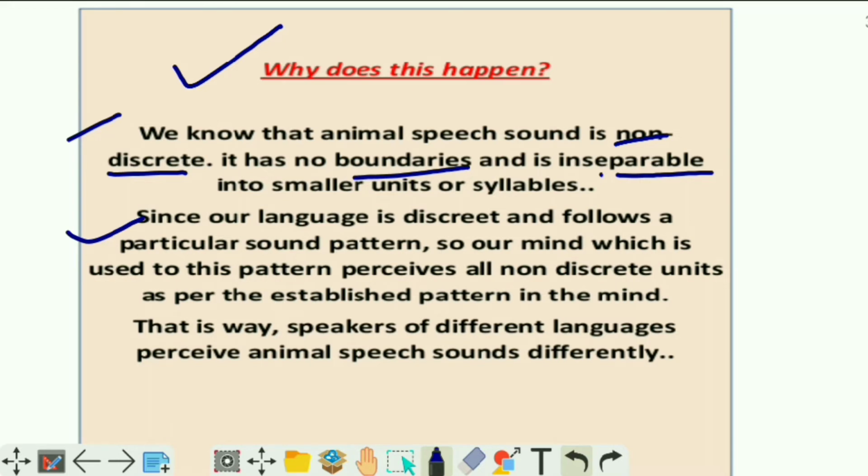Since our language is discrete and follows a particular sound pattern, meaning each language has its own sound pattern, that is phonology, our mind, which is used to this sound pattern, perceives all non-discrete units as per the established pattern in the mind, the pattern of our own language. It means we perceive animal communication as per the sound pattern of our own language. We roughly correlate them with the sound pattern of our own language. That's why speakers of different languages perceive animal speech sounds differently. This is because of the non-discreteness of animal communication.